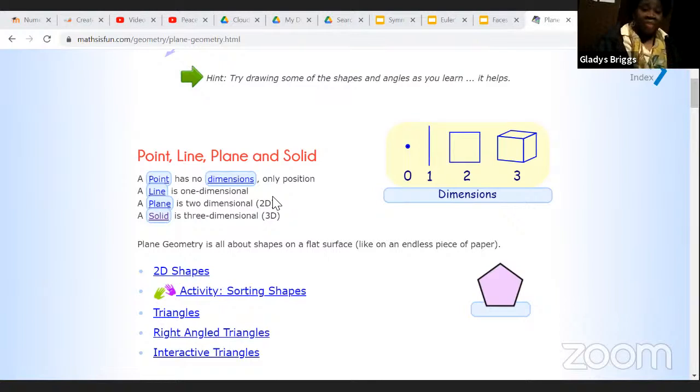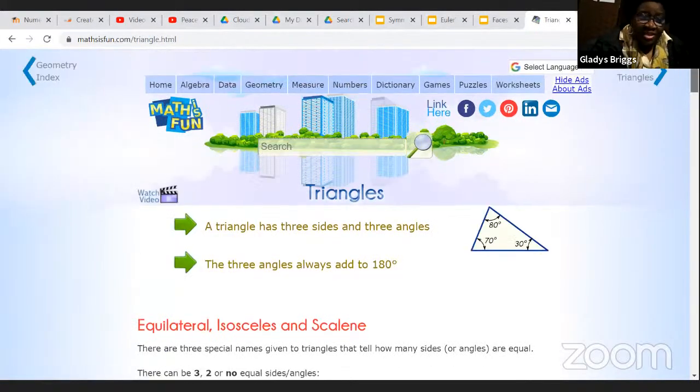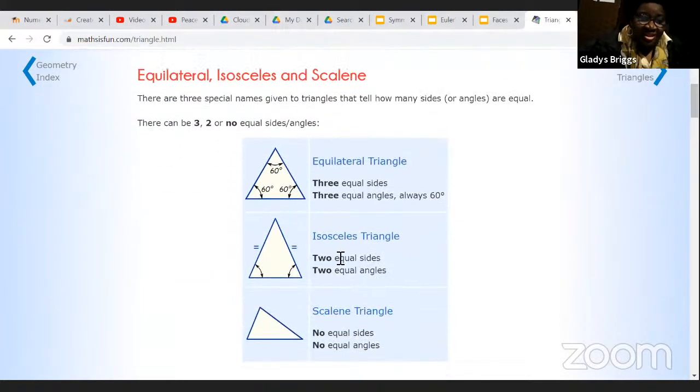Okay. So I was just saying to the rest of the class that this is everything that we've been looking at. Yeah, so you can have a point, which is no dimension, and you can have a line, which is 1 dimension, a square, a rectangle, a circle, which is 2 dimension, and you can have a solid shape, which is 3 dimension. Okay, a plane shape is 2 dimension, a solid shape is 3 dimensions. Okay, and yesterday we looked at triangles, right angle triangles, all different types of triangles. I told you about isosceles, equilateral, scalene, yeah.